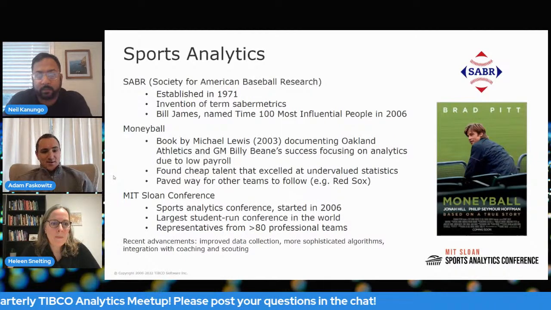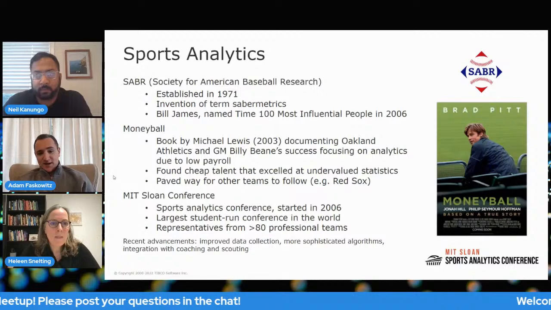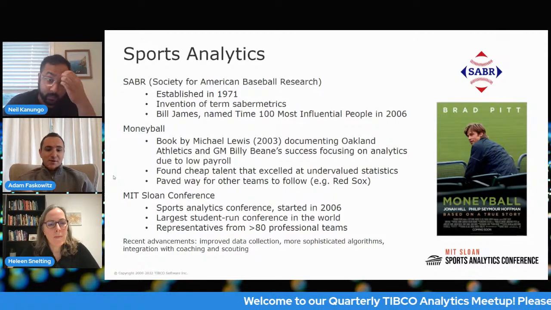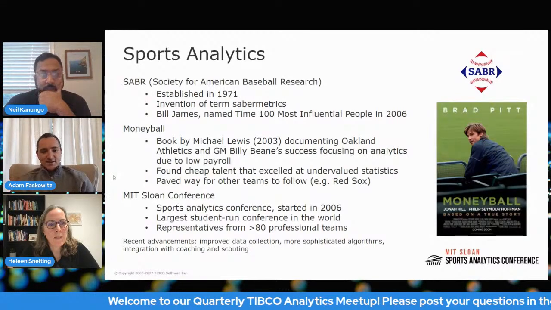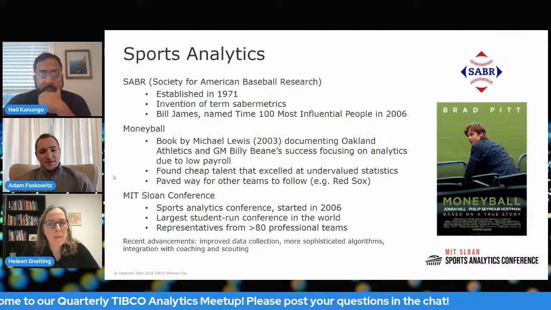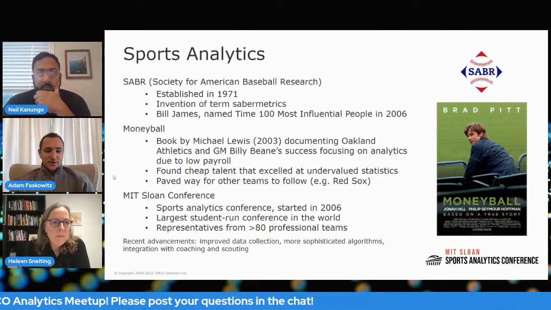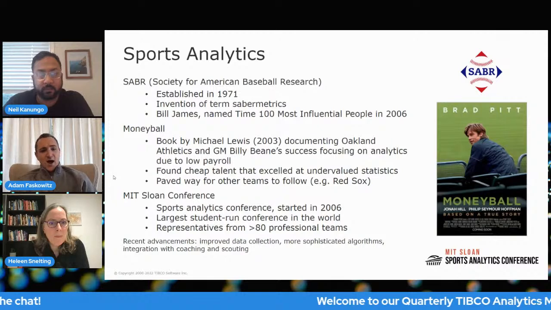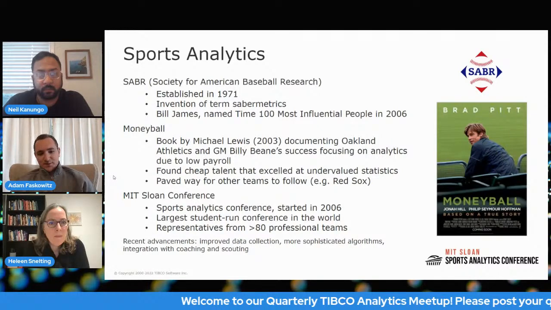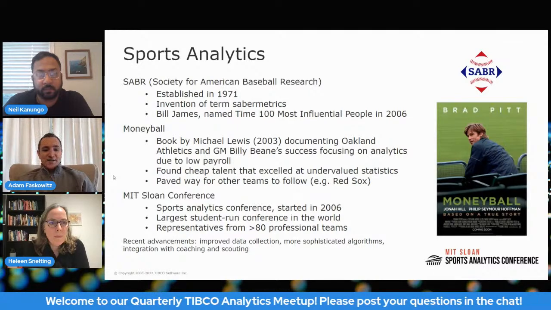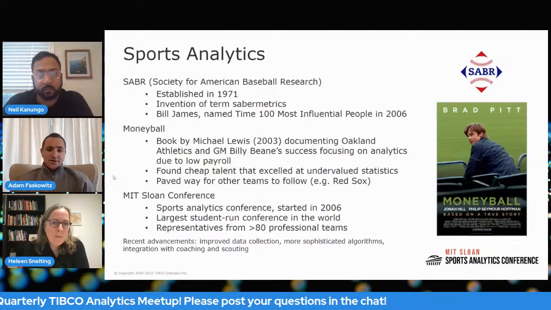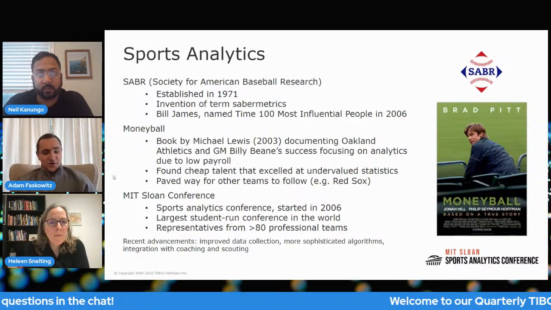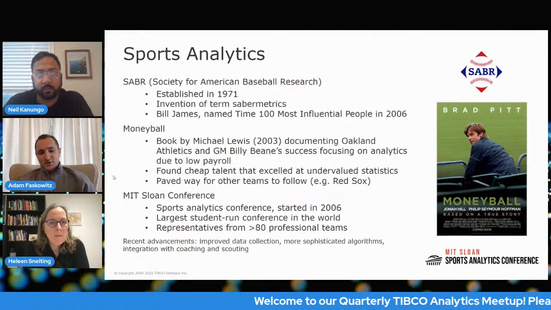So the first bullet that I have here is for SABR, the Society for American Baseball Research, which was established in 1971. And this actually was the root of the term sabermetrics, which generally refers to sports analytics. It actually got its root with this organization. And it was basically the first formalization of baseball analytics becoming part of a group and being a lot more serious. And one of its most prominent members is Bill James, who, because of his work as, you could say, the godfather of baseball analytics, was named to the Times Top 100 Most Influential People in 2006. He ended up becoming a consultant for the Red Sox and had a lot of success in doing so.